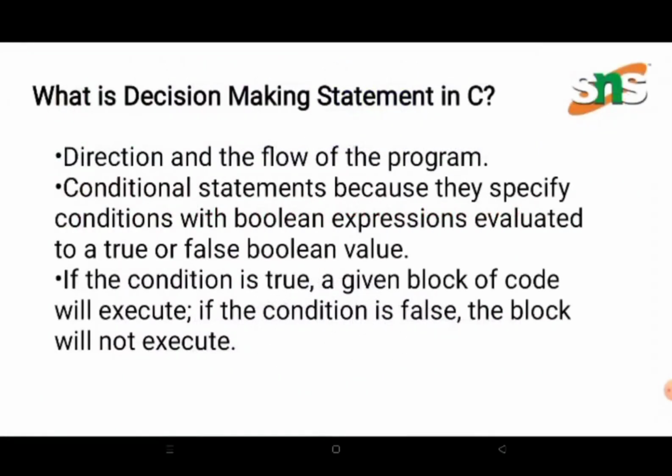So what is a decision making statement in C? Decision making statements decide the direction and the flow of the program. They are also known as conditional statements because they specify conditions with a Boolean expression evaluated to a true or false Boolean value. If the condition is true, a given block of code will execute. If the condition is false, the block will not execute.